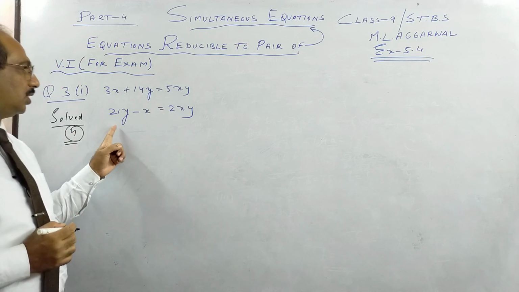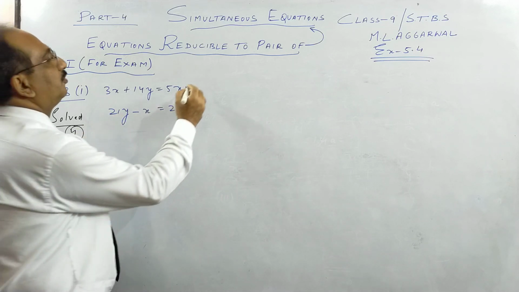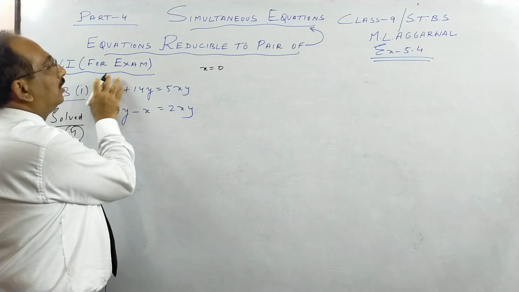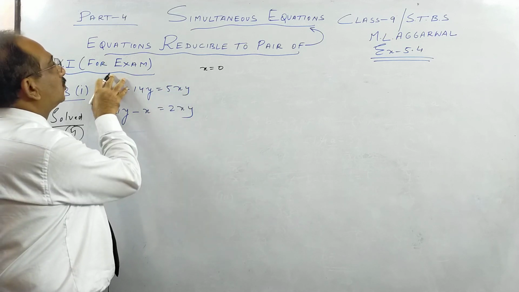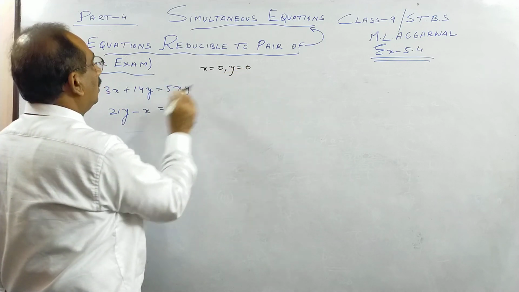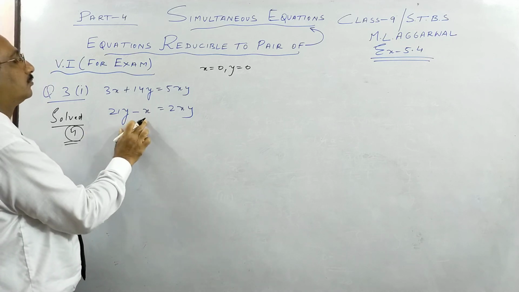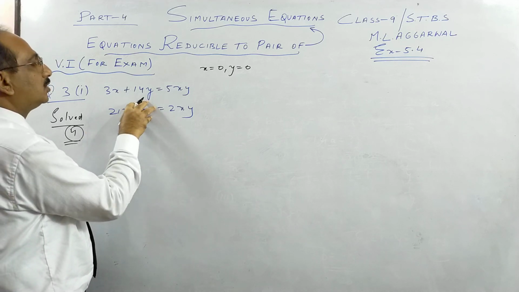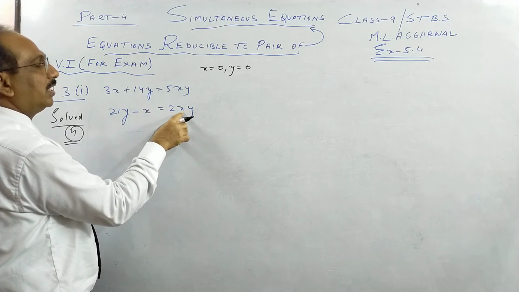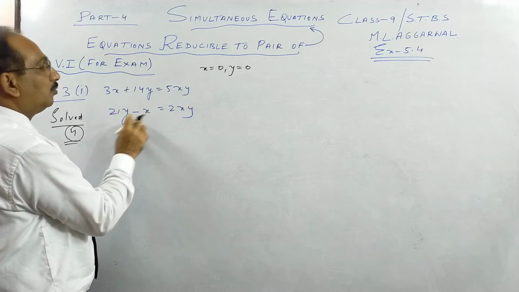So first solution here, if you put x as 0, this becomes 0. This also becomes 0. Anything into 0 is 0. So you get 14y as 0. So 14y is 0, y is 0. Second, if you put x 0 over here, this becomes 0. This also becomes 0, because 2 into whatever be y, x is 0, this becomes 0. So 21y is 0. So y is also 0.